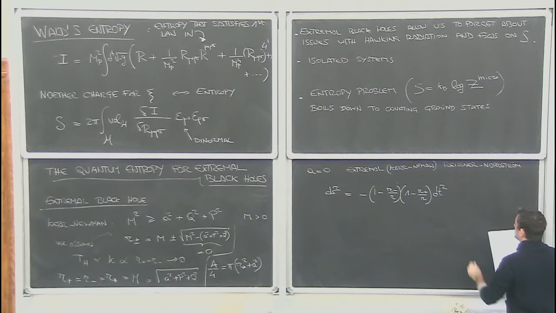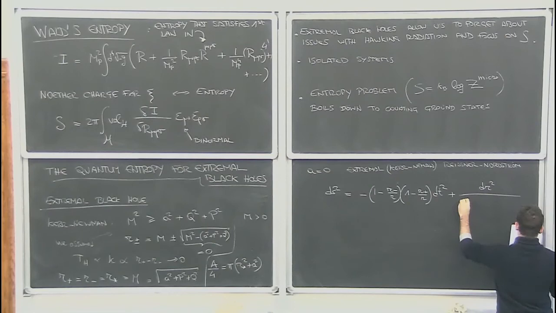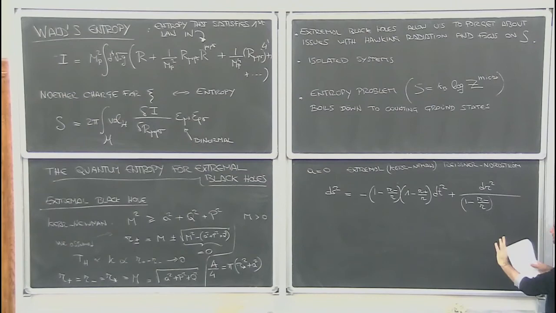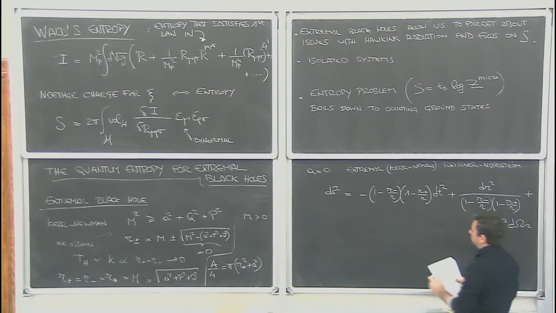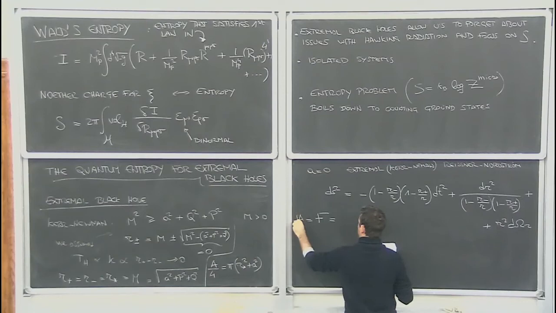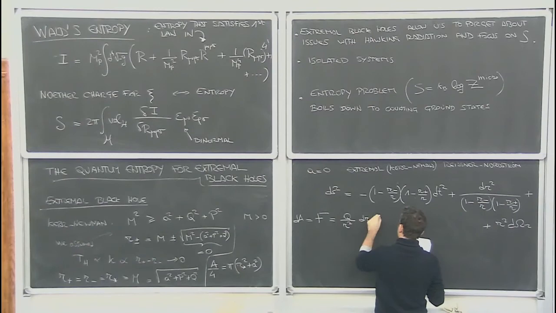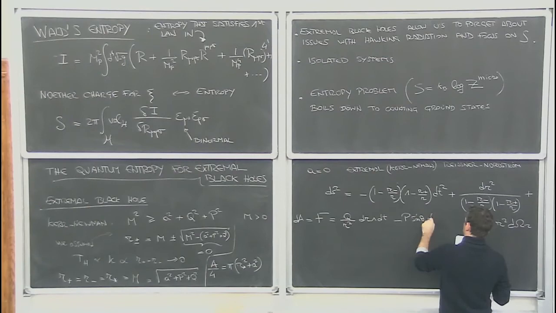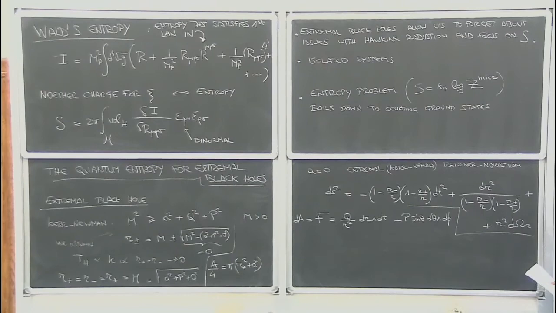So here in Lorentzian signature, I'm not at extremality yet. I'll be at extremality in a second. So, with small a equals 0, the metric takes this form, and I can also write the field strength F. F is dA, Q over R squared dR wedge dT minus P sin theta d theta wedge d phi. And now this is the metric and the gauge field before going extremal.